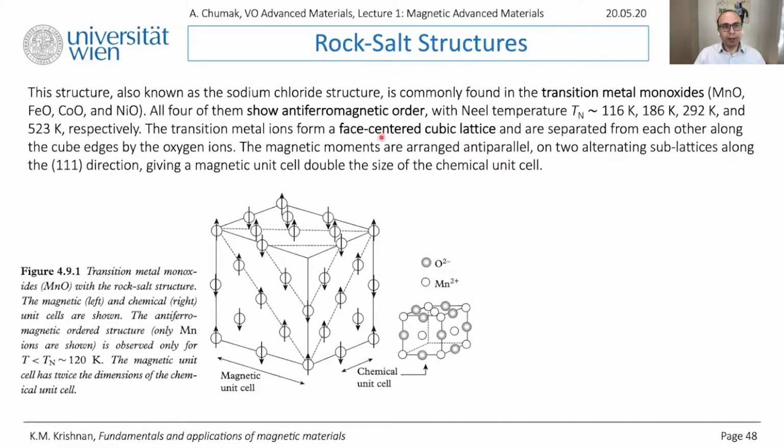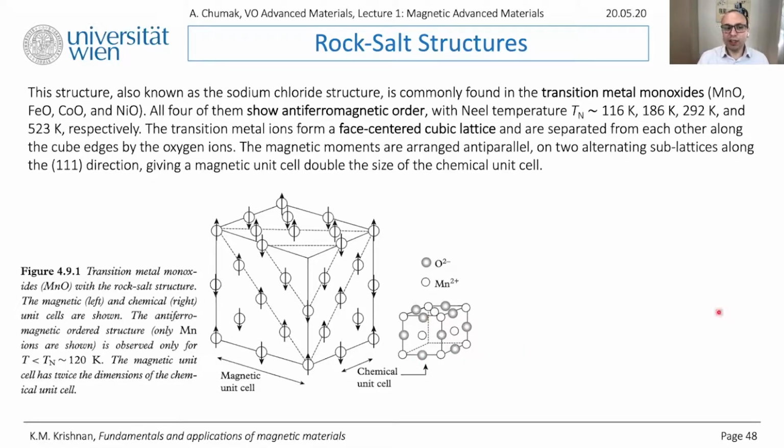The transition metal ions are separated from each other along the cube edges by the oxygen ions. So we can have a look here. Here is oxygen and manganese 2+, for example, and you see that manganese forms an FCC lattice. So we have these 4 atoms and one in the middle of each face. But in addition, we have oxygen O2- ions staying in between.